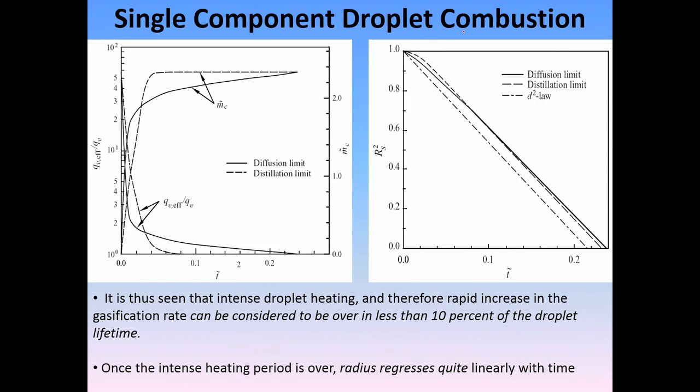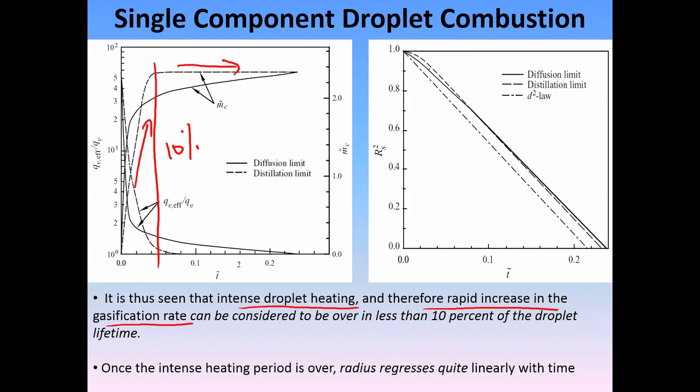Okay. Now, one other interesting observation, and the main observation that I want you to take from this is that the intense droplet heating, and therefore the rapid increase in the gasification rate, during that initial part when the droplet surface temperature is growing before it flattens out, contributes to less than 10% of the droplet lifetime. So, for 10% of the droplet lifetime, there is an increase in the gasification rate.